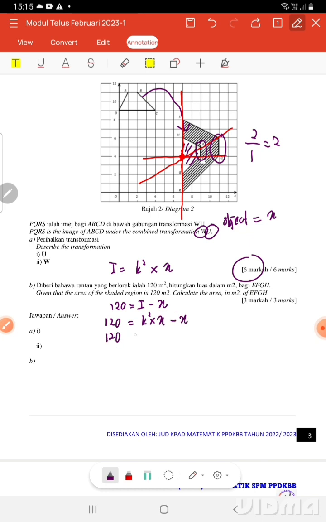So simplify, we got K here is 2. So 2 squared is 4. 4 times X is 4X minus X. So 120 is equal to 3X. So X equals 120 divided by 3, so equal to 40. Okay, 40 meter squared. Alright.